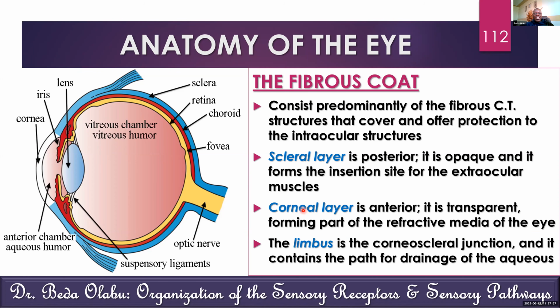Cornea is transparent, so it doesn't have blood vessels within it. It doesn't have pigmentations within it. It's very clear. The junction between the cornea and the sclera is the limbus, which is the corneoscleral junction. The function of the limbus is that it has some channels within it for drainage of the aqueous humor. The fluid from here enters like that through the channels within the limbus. So that is a fibrous coat. It's for protection, but each of the elements of the fibrous coat have other specific functions.